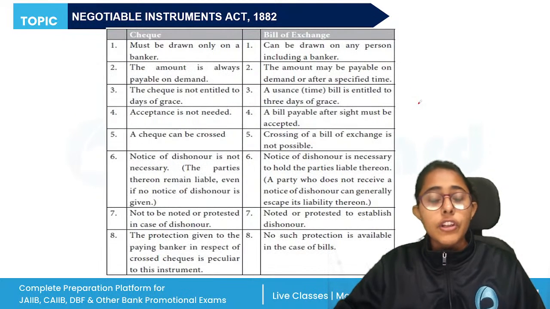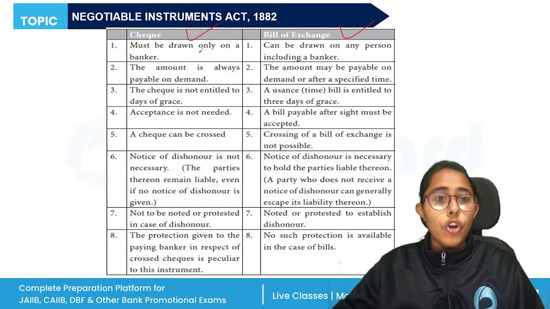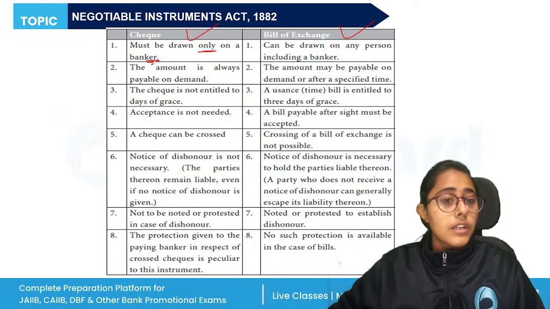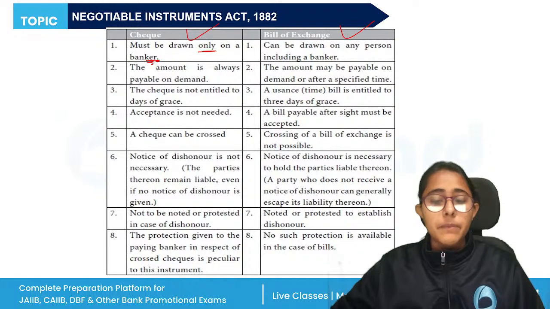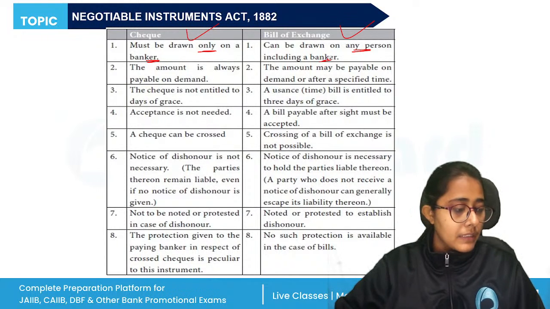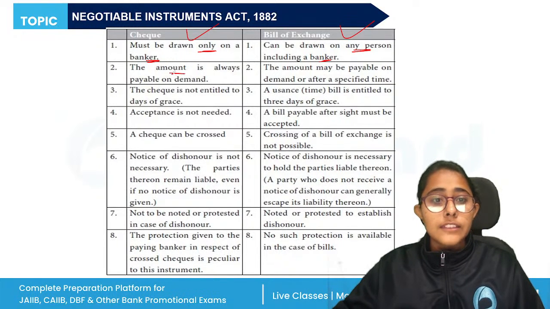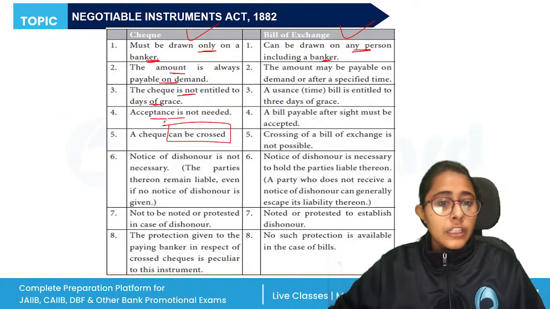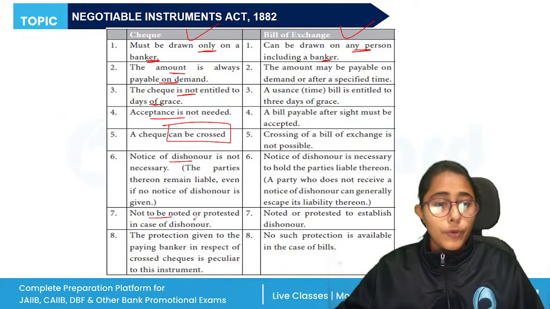Then we also have the difference between a check and a bill of exchange. A check can be drawn only on a banker, but a bill of exchange can be drawn on any person, including a banker. The amount is always payable on demand in a check, and a check is not entitled to days of grace. Here, acceptance is not needed, and a check can be crossed if required. The notice of dishonor is not necessary. It is not to be noted or protested, and protection is given to the paying banker.